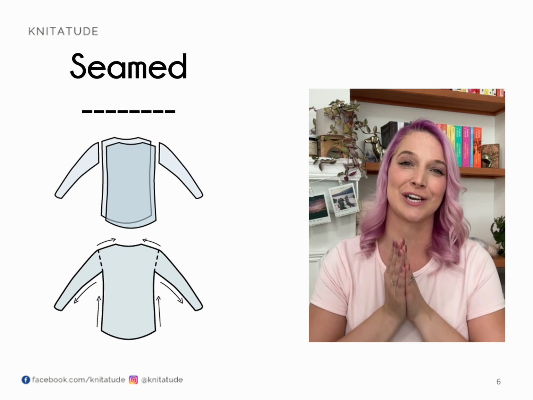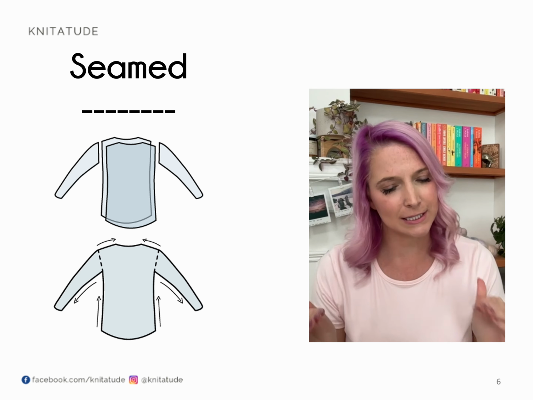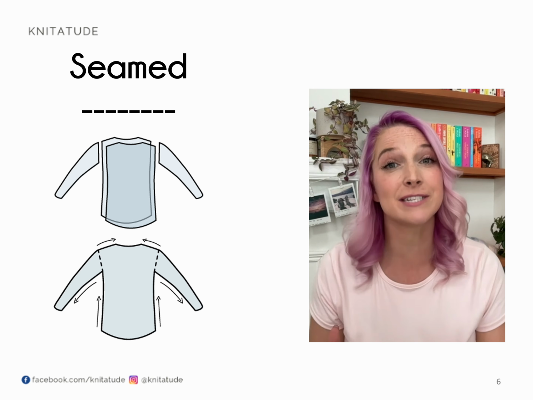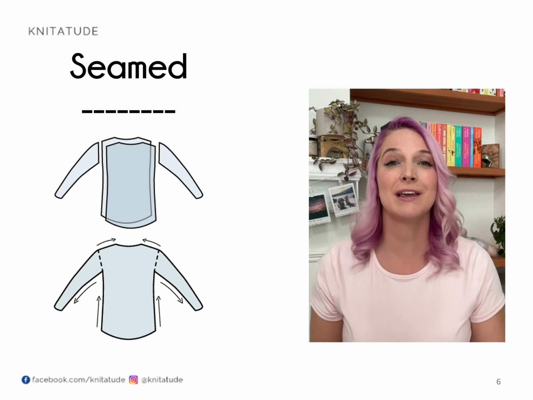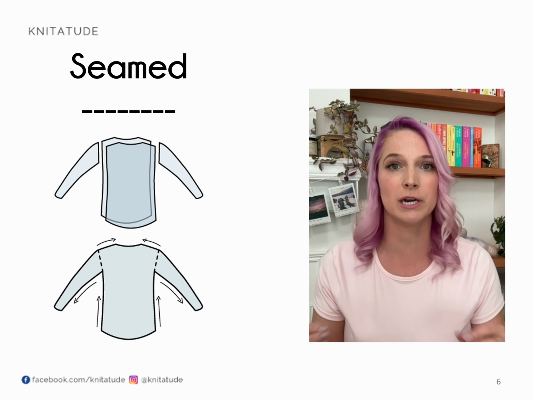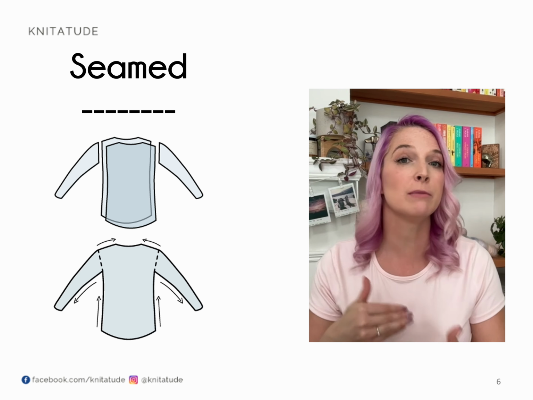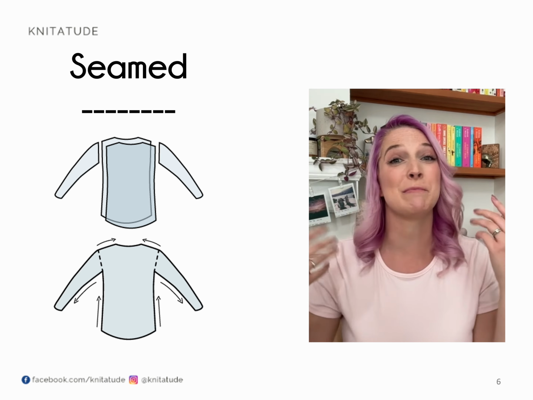The age-old question: to seam or not to seam. This is a very hot button topic because some people love seaming and some people do not enjoy it. The main thing to know is that if you are making your first ever garment, a seamed pattern makes the most sense because you are knitting things up in pieces and then assembling them after.